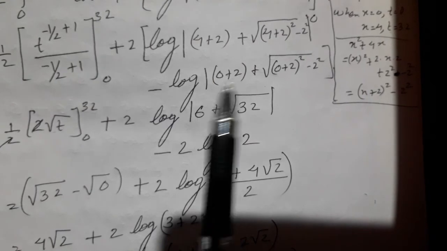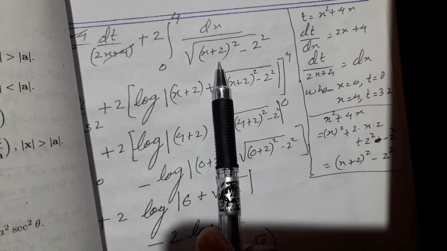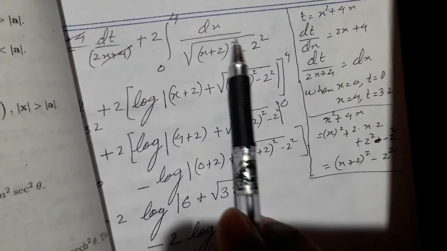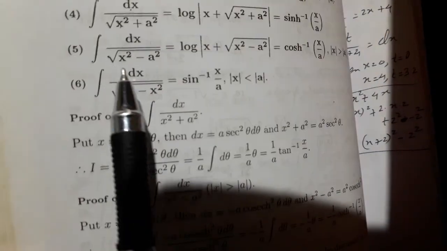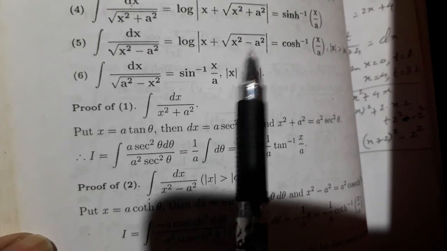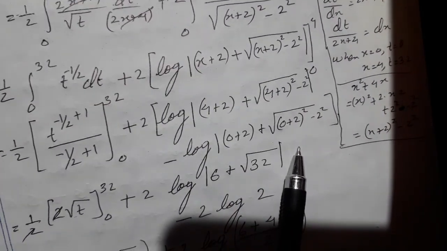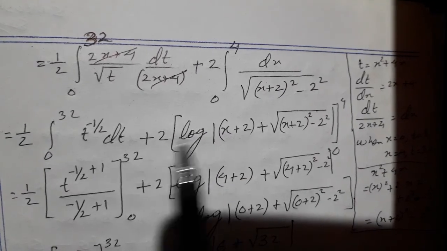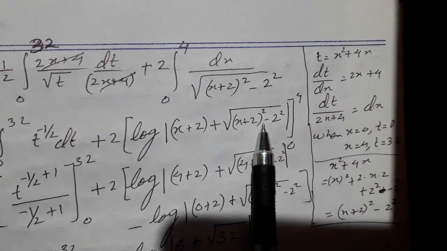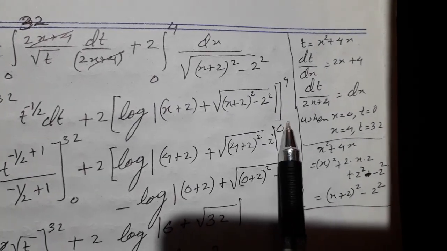How to integrate this one? This integration is of this type. You can think of this as x, so this is the square root of x squared minus a squared. The formula is: integration of dx by square root of x squared minus a squared is log of x plus square root of x squared minus a squared. So I'm going to use this formula. We have log of x plus 2 plus square root of (x plus 2) whole squared minus 2 squared, and the limit is from 0 to 4.